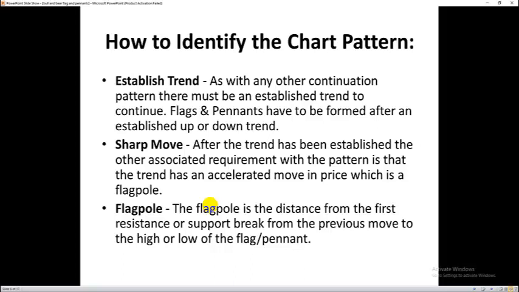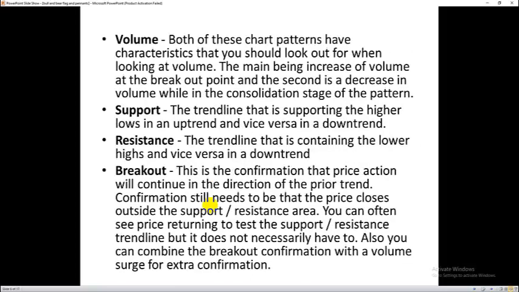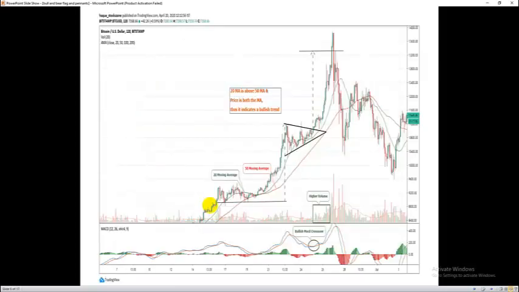Now the second thing you need to watch out for is that there must be a sharp move prior. After the trend has been established, the other associated requirement with the pattern is that the trend has an oscillatory move in price, which is a flagpole. Let me even show you. For example, here, this is a bullish trend. If you look at this place now, this is the move we are talking about. It is like a pole, a sharp move up. As you can see, this move came with a lot of power.